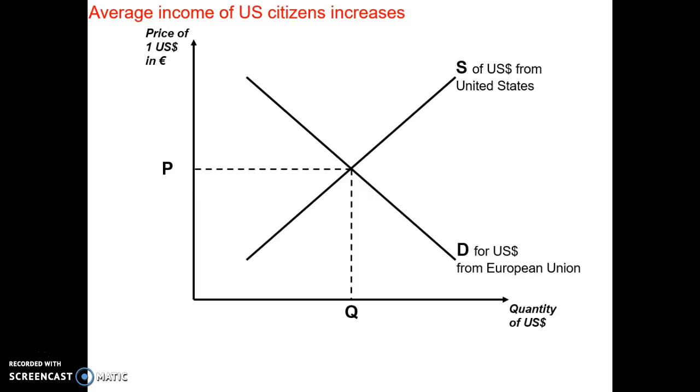So let's start with this basic example. The average income of US citizens increases. If this were to happen, then what do we expect? Well, first we have to identify, is the change in habit happening, we're talking about the US dollar now, domestically where the US dollar is used in the US, or is it happening abroad? And if the average income of US citizens is increasing, then we can say that the change is happening domestically. It's happening in the same place where the US dollar is used.